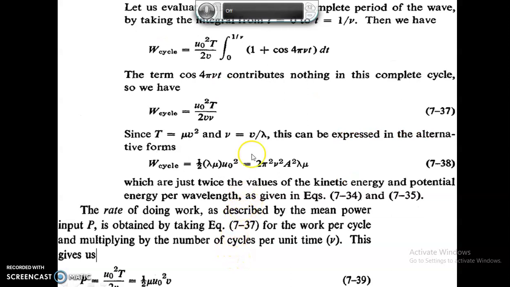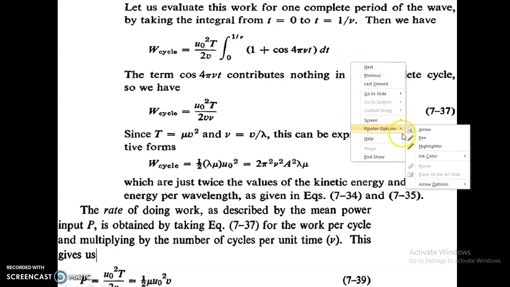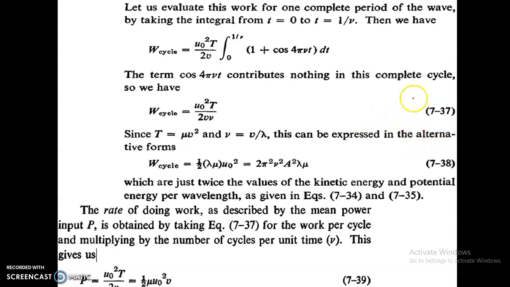Now we will evaluate this integral as a definite integral over some desired range. Let's evaluate this work done for one complete period. One complete period will have a time variation from 0 to 1 by frequency. 1 by frequency is the time period. So the time period we take as, say, small t.